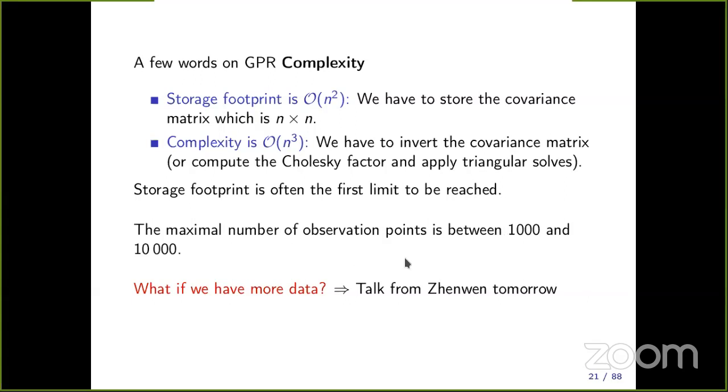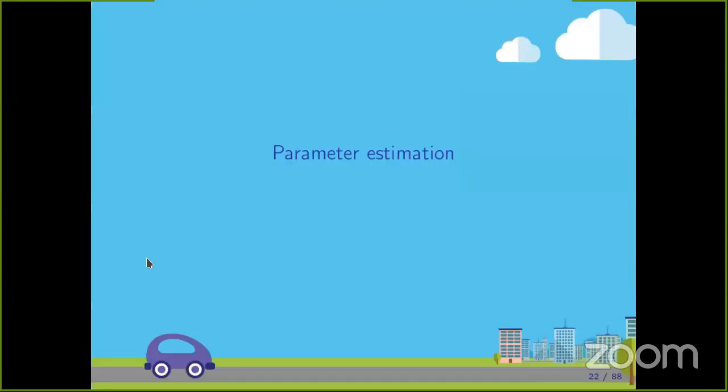But this is for what I've just presented, Gaussian process regression. You can't do much more than a few 10,000 data points. And if you have more data, there will be a talk from Denhen tomorrow using sparse GPs. A few words about parameter estimation now.